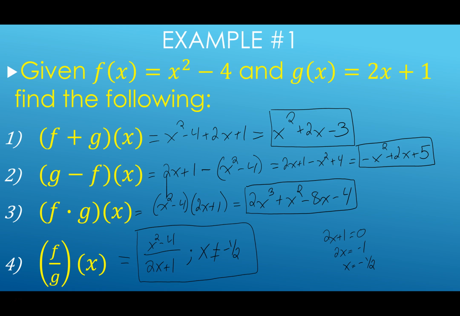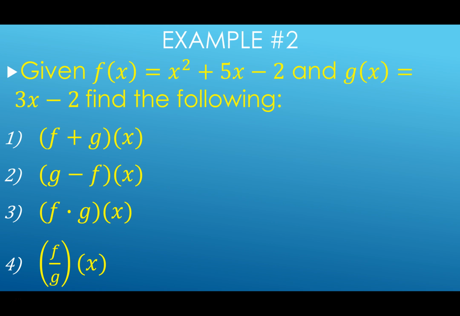So that's the idea behind your basic arithmetic operations, adding, subtracting, multiplying, and then dividing them. Do keep in mind with division, you need to include the idea of what value causes the denominator to be 0. So, same thing here, only now we have two different functions. F of x is x squared plus 5x minus 2, and g of x is 3x minus 2. So we're going to add the two functions together. X squared plus 5x minus 2 plus 3x minus 2 will give us x squared plus 8x minus 4.